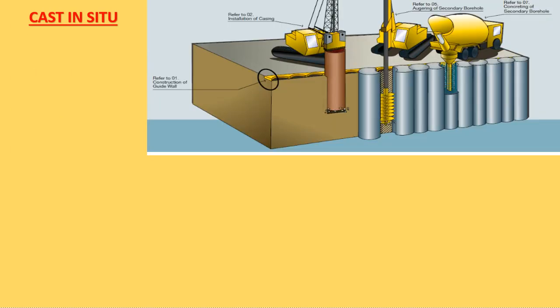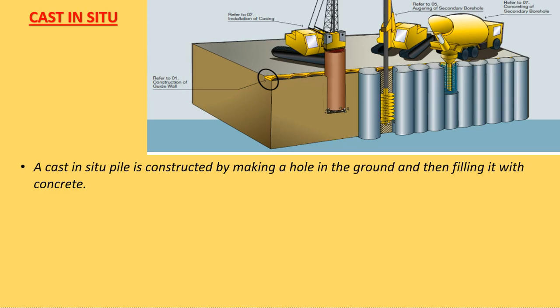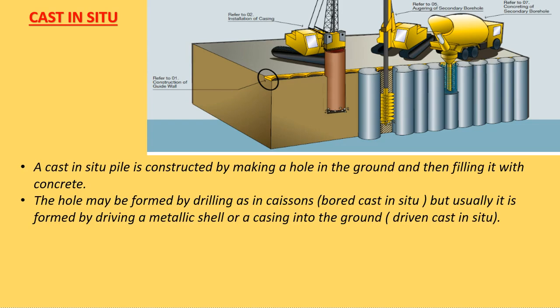Next is cast in situ. A cast in situ pile is constructed by making a hole in the ground and then filling it with concrete. The hole may be formed by drilling as in caissons, that is bored cast in situ, but usually it is formed by driving a metallic shell or a casing into the ground. It is driven cast in situ.